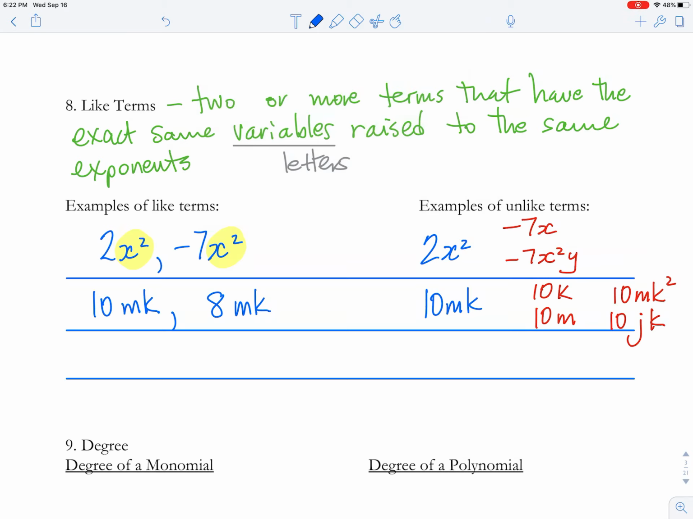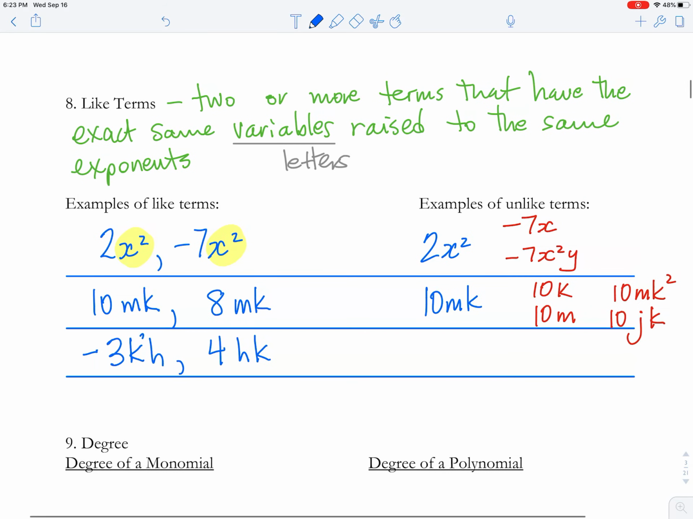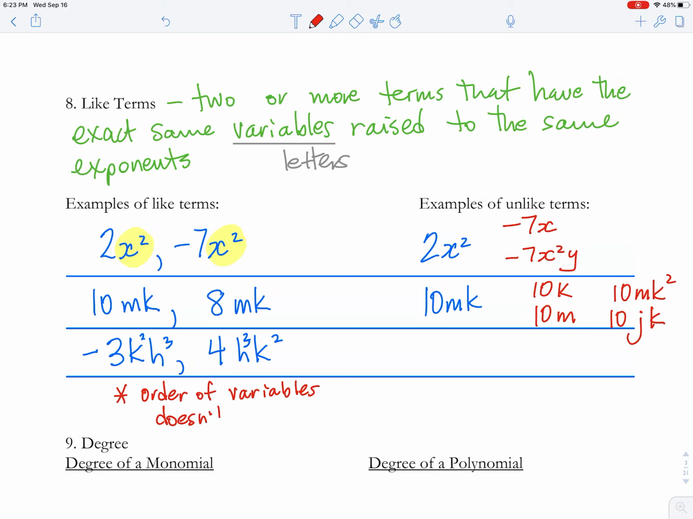Last one I want to show you, if I wrote minus 3kh, a like term to this could be 4hk, because it's the same. Well, let's make them all squareds. Now let's make the h a cube. So as long as the h stays cubed and the k stays squared, the order doesn't matter. So that's why I've put this one in here. Order of the variables or the letters doesn't matter.